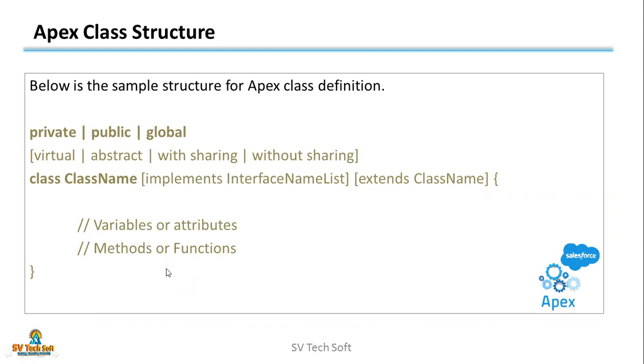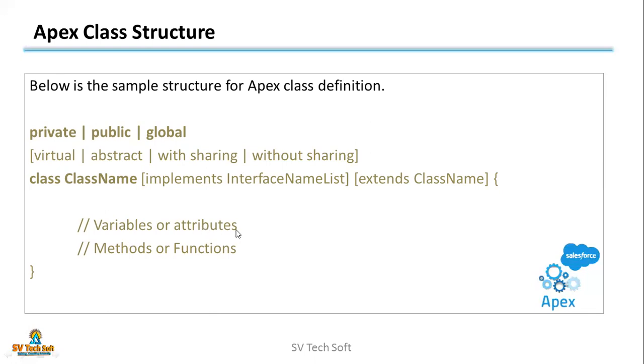Basically we use an Apex class to build any business logic. How we can create an Apex class and everything, we will see later. Just I am giving how the structure of an Apex class looks. Public class, class name. Within that class, there is a collection of variables and a collection of methods.